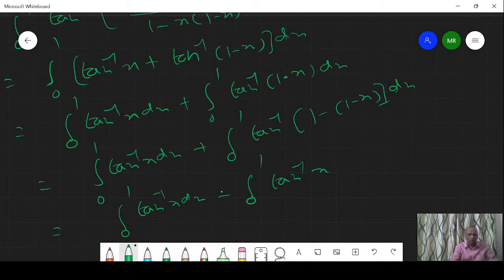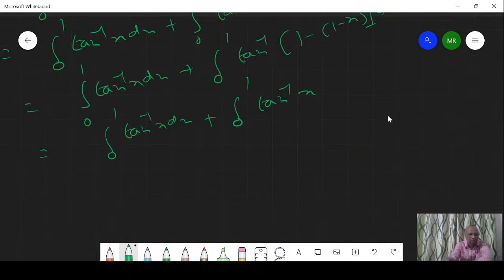Now you will get, this will become plus tan inverse x. Both are the same. Now I can write 2 into integral 0 to 1 tan inverse x dx. Now you should apply integration by parts to simplify this.